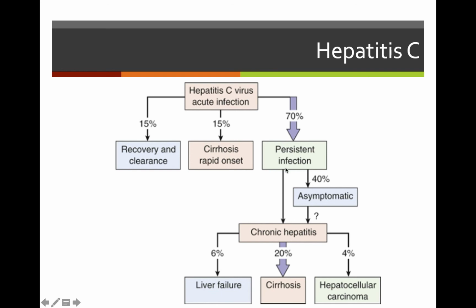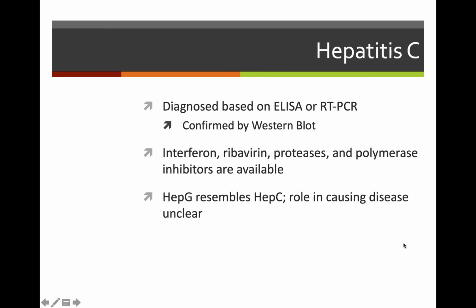In some, that can fairly quickly progress to chronic hepatitis. So maybe 6 months to a year after infection, they might develop chronic hepatitis. Some patients will remain asymptomatic for a very long time, and some of those may eventually develop chronic hepatitis. And in those patients who develop chronic hepatitis, we often see a significant amount of cirrhosis, some liver failure, and some hepatocellular carcinoma as well. Hepatitis C is diagnosed based on ELISA, or reverse transcriptase PCR, and can be confirmed by Western blot.